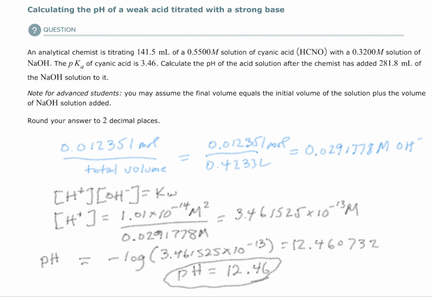So I'm going to take the negative log of that and take it to 2 decimal places, 12.46. Okay? Pretty straightforward question. I hope that helps.